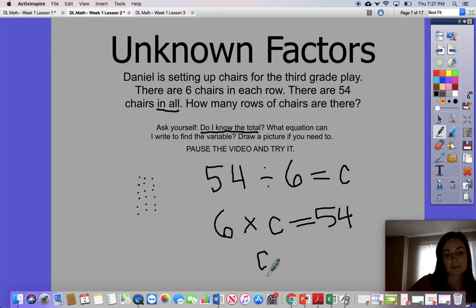6 times 9. Good. Okay. 6 times 9 equals 54. So that means there's 9 rows of chairs. So I would have to draw this 9 times, and I would get 54 chairs in all with rows of 6. Let's try another one.